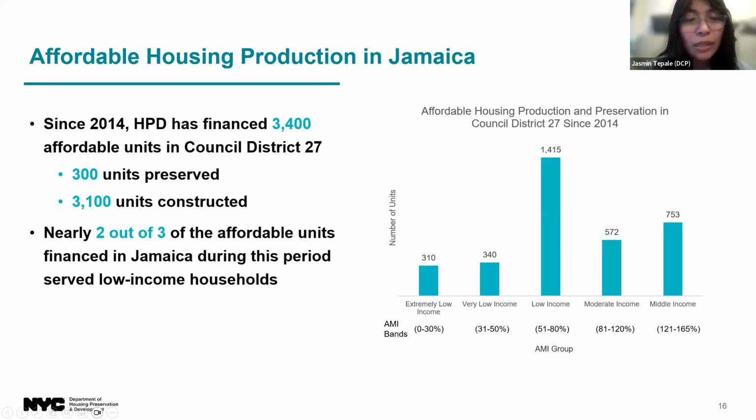And lastly, just on affordable housing production in Jamaica, in the district since 2014, there have been about 3,400 affordable housing units financed. Of those, 2 out of 3 serve low income households. Next slide.